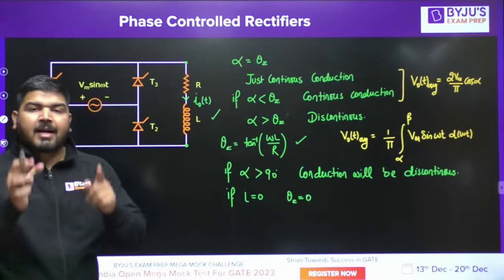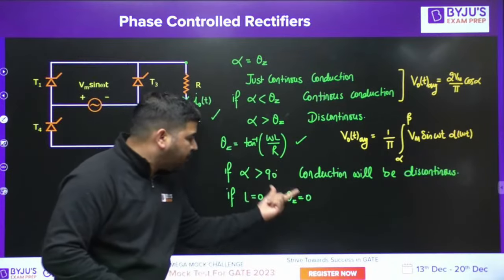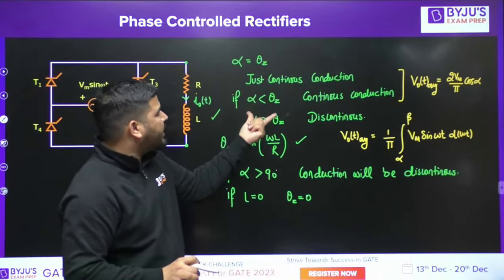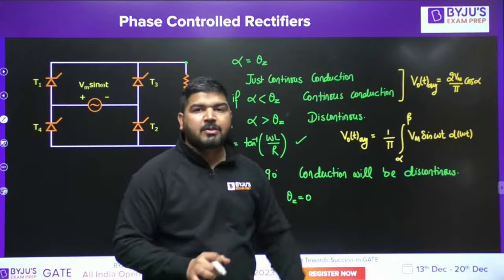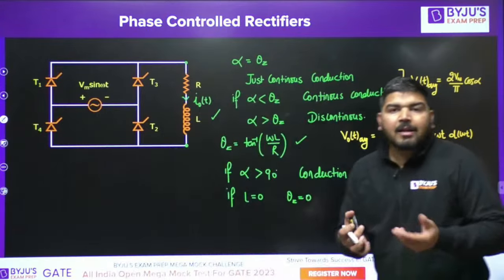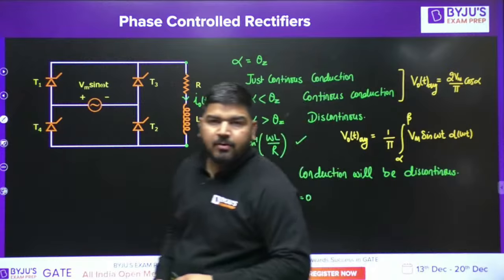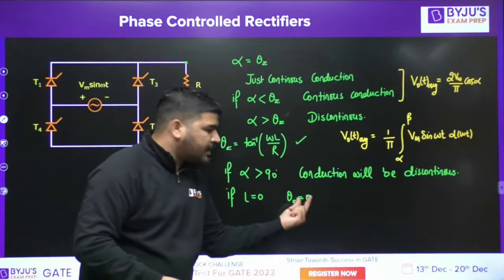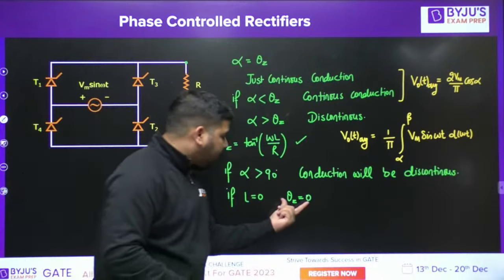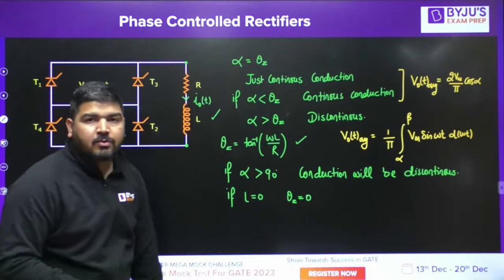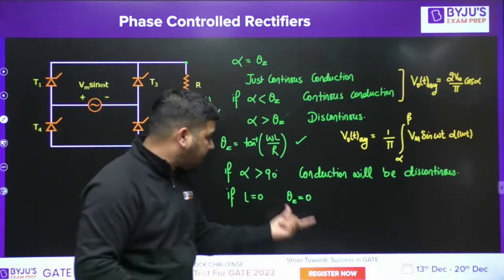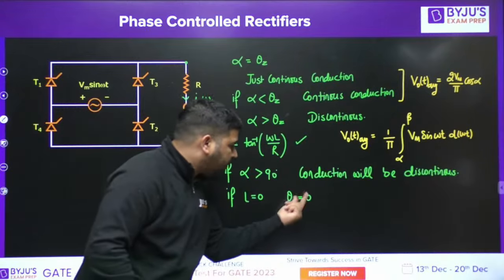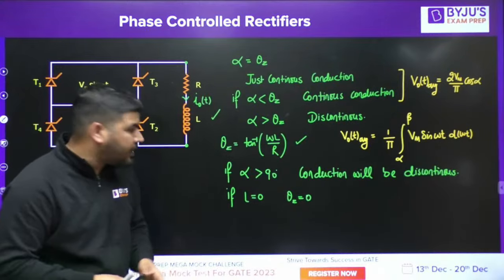It means conduction will be just continuous only for alpha equal to 0. If alpha is greater than 0 degree, then conduction will become discontinuous. It means in resistive load, if L is 0, you can put L equal to 0 in this equation and you will get theta z equal to 0. So if the load is purely resistive, then the conduction will always be discontinuous except at alpha equal to 0, because at alpha equal to 0, conduction will become just continuous.